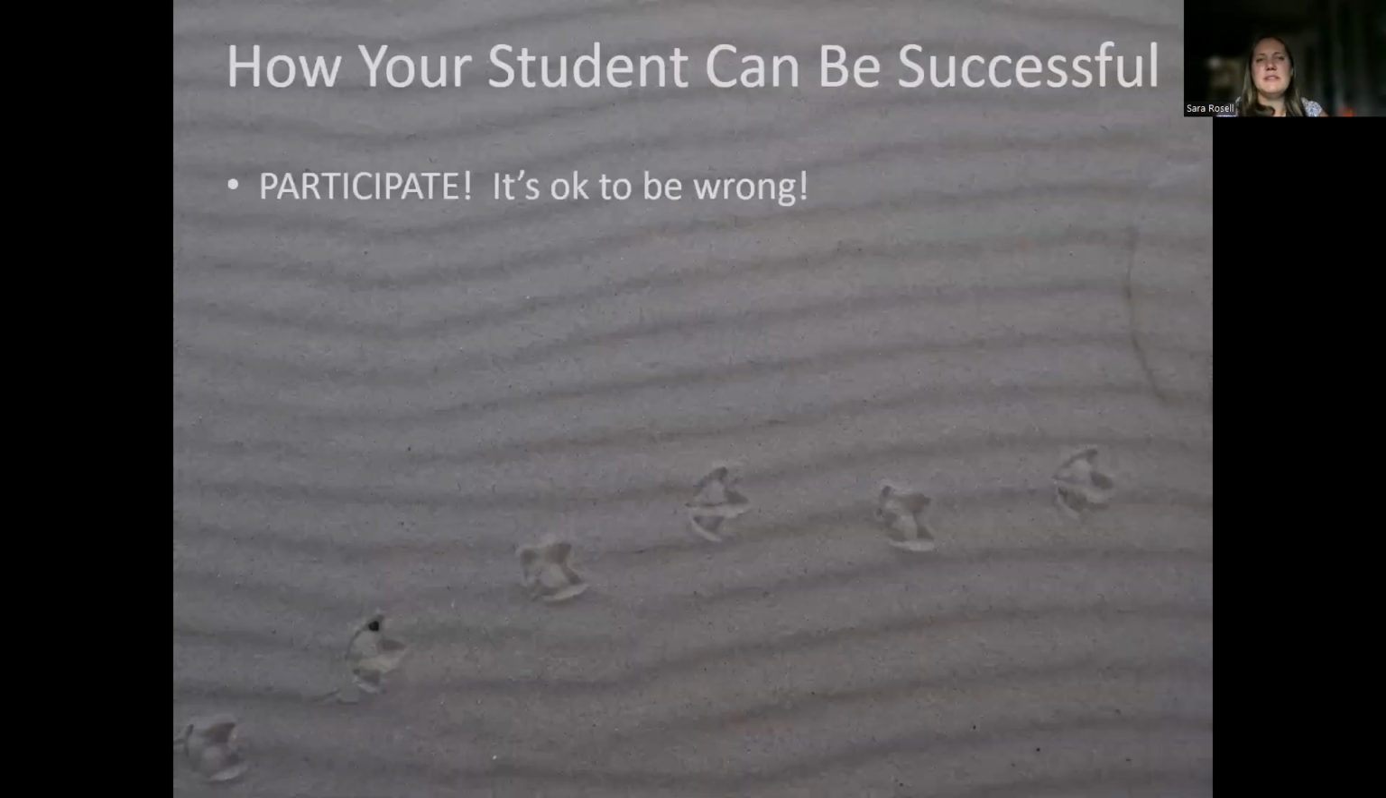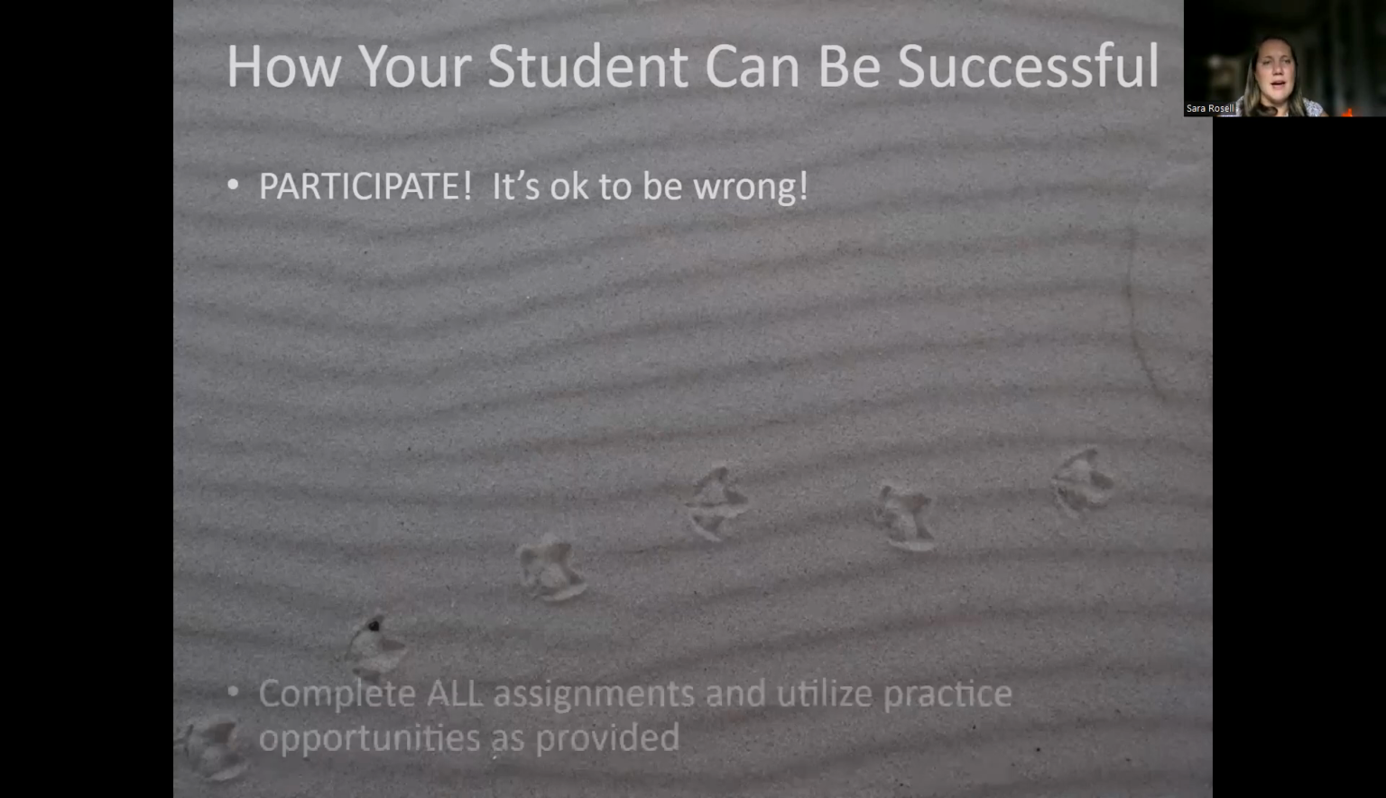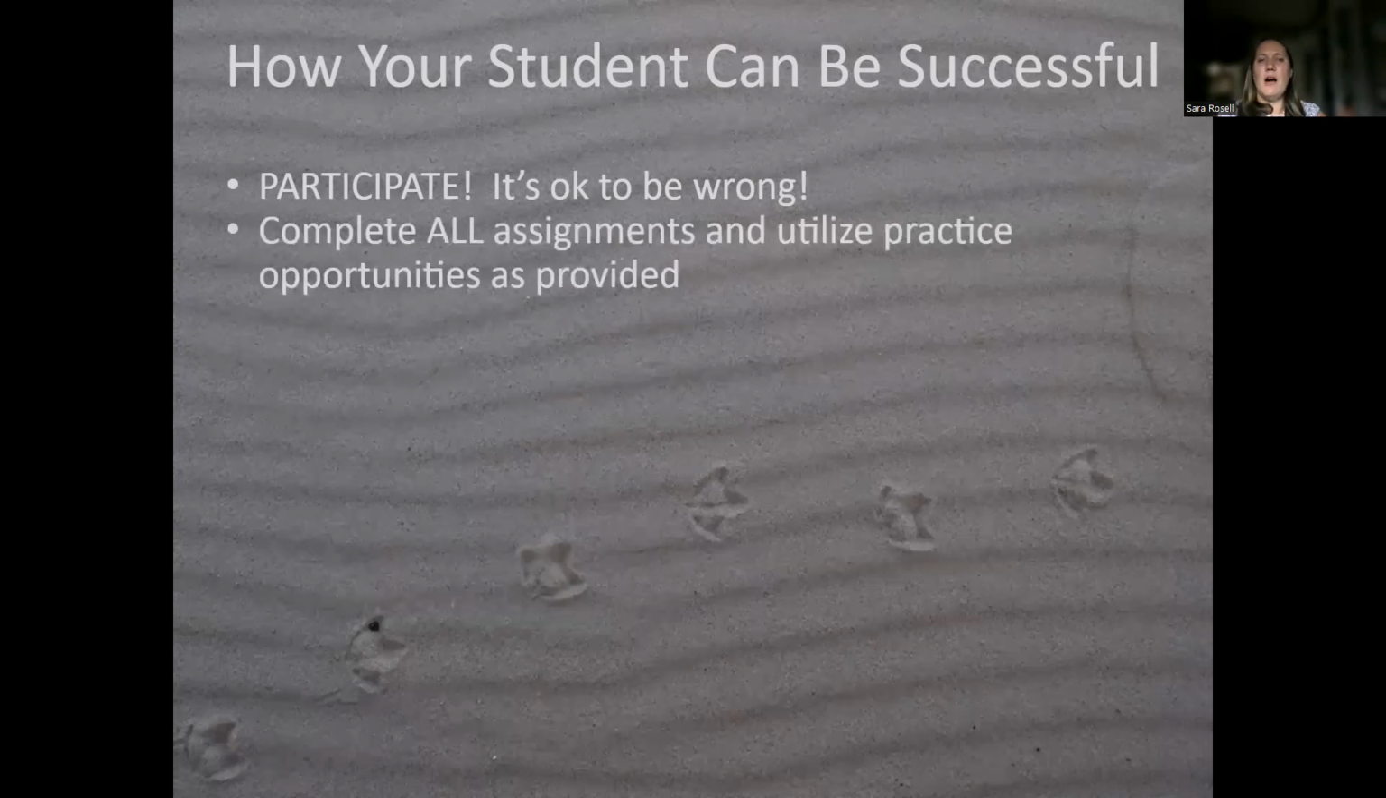Ways for your student to be successful. It is vitally important that they participate. It's totally okay to be wrong. If they were never wrong, then there'd be no point for them to take the class. Make sure that they're completing all assignments and practice opportunities. It sometimes is hard because they look at it as the assignment doesn't count towards their grade. So why would they finish it or why would they complete it?